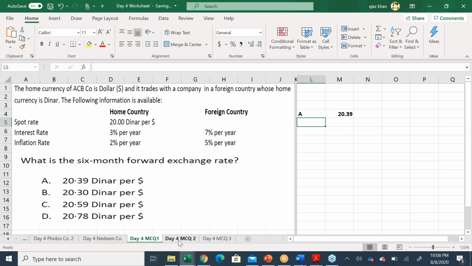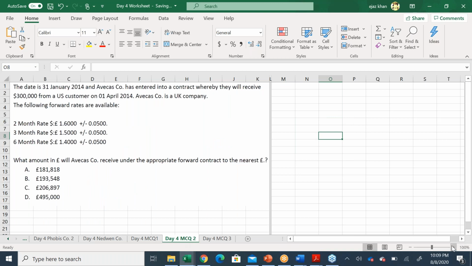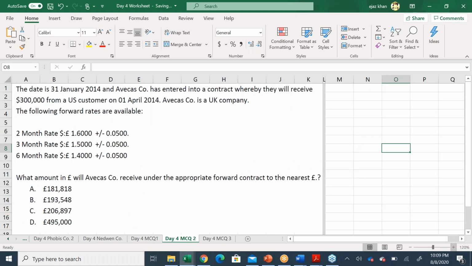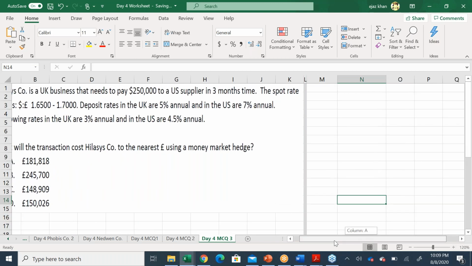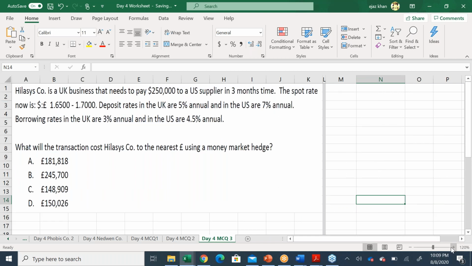Okay, let's move forward. Let's go to the next one. Again, this is a forward contract, so you will be able to solve it. So the next MCQ is exactly the money market hedge. So I'm just giving you time and then I'll solve it for you. If you know any other way of solving it, just go and solve it that way. It's a financial management paper and you're free to use any method that you feel you should be using.